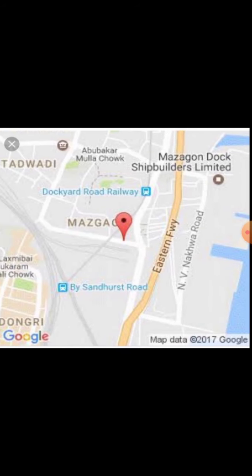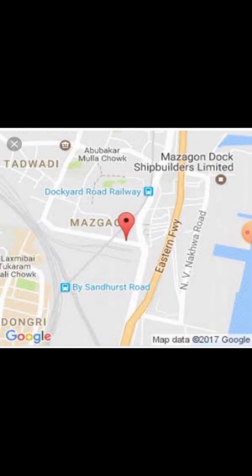Then the second one is Garden Reach Workshop in Kolkata. Did you see the map, students? In the question paper, they will ask Garden Reach Workshop. You should mark the area of Kolkata. Then the third one is Mazagon Dock in Mumbai. From the map, they ask Mazagon Dock. You should mark the place of Mumbai.